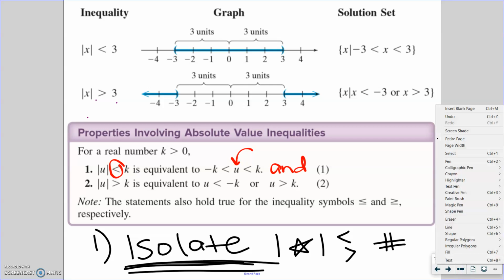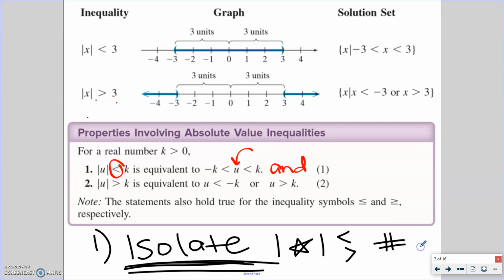On the other hand, if your inequality sign is greater than, that tells us we're going to set up an or statement. When you set up an or statement, you're either going to be less than the negative, so you flip the sign for the negative, or greater than the positive. So you've got to look at that inequality symbol, which might not necessarily be what it starts as, because as you're isolating the absolute value, it might flip. So you look at the sign right before you split it up.